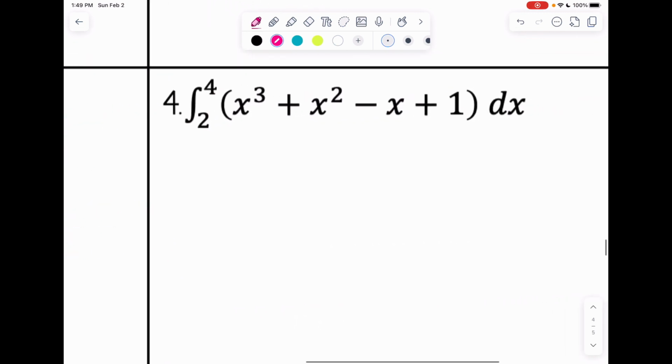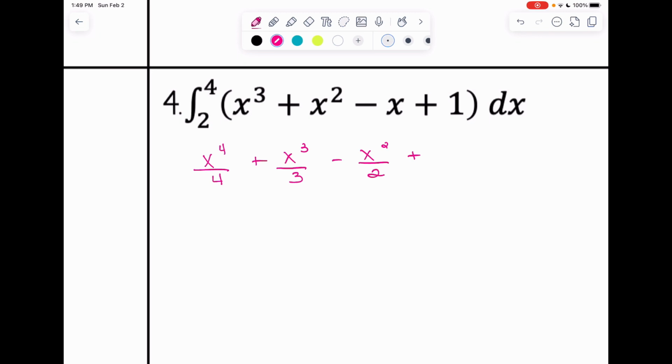All right, for number 4, the definite integral from 2 to 4 of x cubed plus x squared minus x plus 1. So we have a big polynomial function here. So I'm going to do a reverse power rule, add 1 to the exponent, divide by the number. And I'm going to keep doing that for each term.